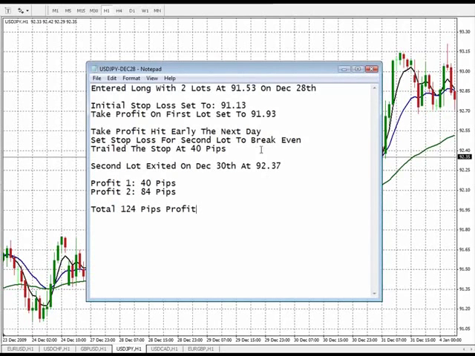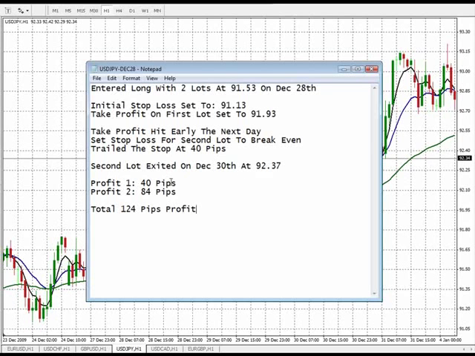Just taking a look at what happened with the trade, we entered long with two lots at 91.53 on December 28th. The initial stop loss was set to 40 pips back, 91.13, and the take profit on the first lot was set to 91.93, which is 40 pips ahead. The take profit was hit early the next day, and we set the stop loss for the second lot to break even when that happened and trailed the stop at 40 pips. The second lot exited December 30th at 92.37.